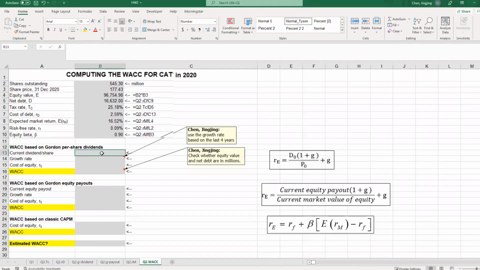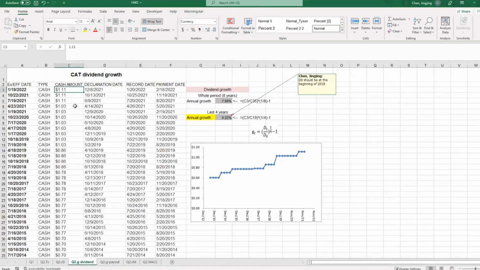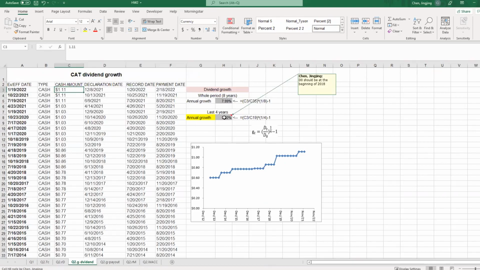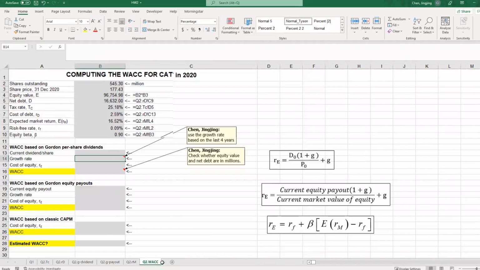Starting from the Gordon model, the current dividend is contained in the information we downloaded directly from NASDAQ. And for the growth rate, we calculated the growth rate already. The growth rate is pretty stable. You can just choose the most recent one or the one over the entire period. That shouldn't affect your results a lot. In this case, I have a comment here: just choose the more recent period. And finally, you can calculate cost of equity based on this formula here.